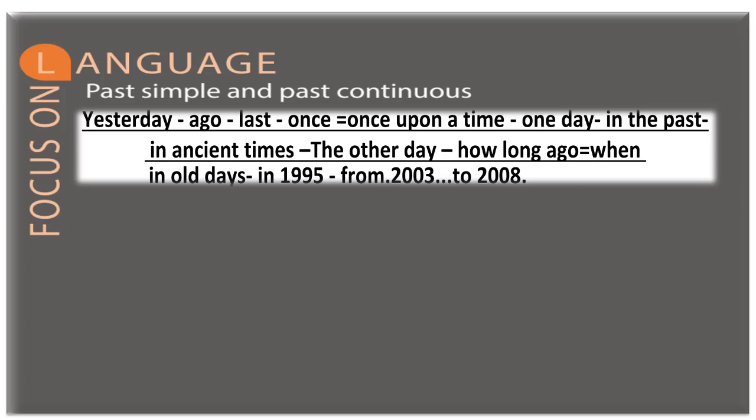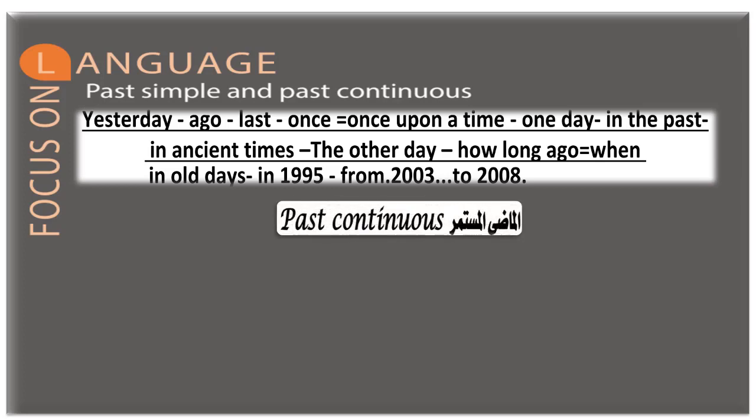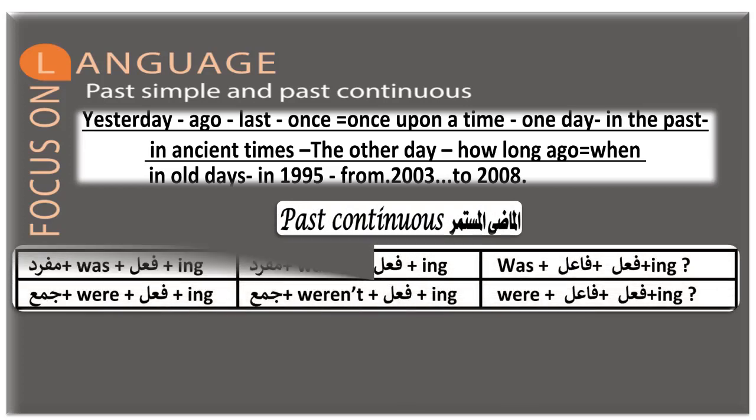Now we will move to the past continuous. ننتقل الآن للpast continuous, الماضي مستمر. والماضي المستمر we have the form going من was or were plus verb plus ing. This is affirmative. In the negative we use wasn't or weren't plus verb plus ing, and in the question we use was or were plus the subject plus verb ing.